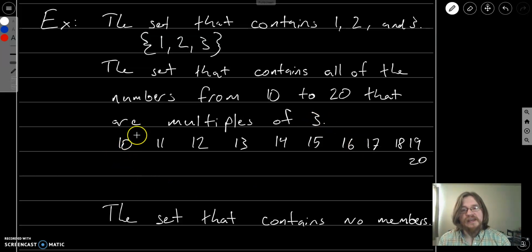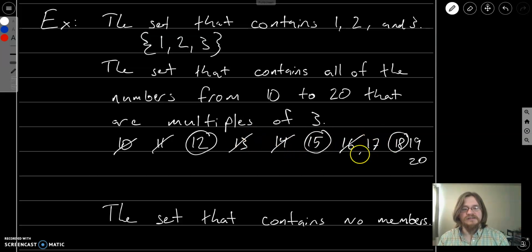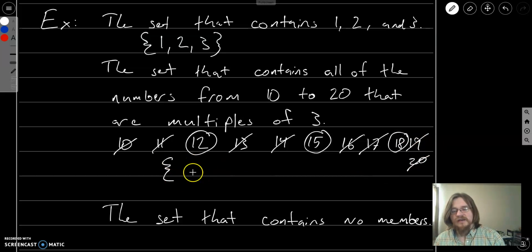So the question is, is 10 a multiple of 3? Well, 3, 6, 9, 12. No, we skipped 10, we skipped 11. 12 is a multiple of 3. If we add 3 again, so 3, 6, 9, 12, 15. Oh, so that's a multiple of 3. 18, that'll be a multiple of 3. 21, 21 is already too big. So 13, that's not in there. 14 is not in there. 16 is not in there. 17, 19, 20, none of them are in there. Our set is just going to have the numbers 12, 15, and 18.